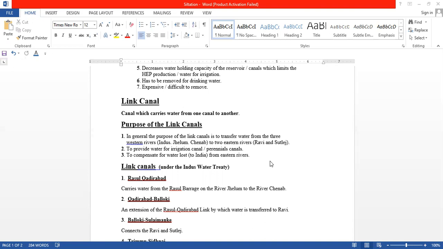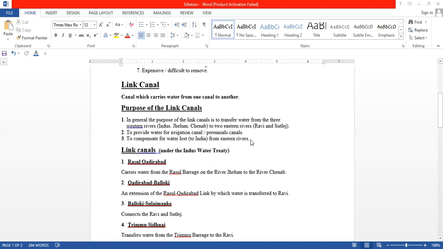So I'm going to tell you the main purpose of constructing the link canals. First of all, they transfer the water from the western rivers to two eastern rivers, Ravi and Satluj. As well as, link canals also provide water for irrigation, especially to perennial canals. And number three is to compensate the water lost from the eastern rivers. So basically, this is the major purpose of the construction of the link canals.